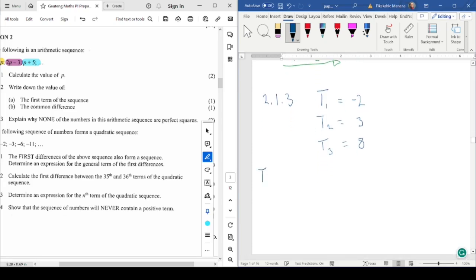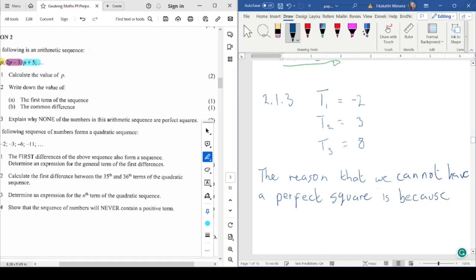So I'll write it like this. The reason that we cannot have a perfect square is because of T1, is because T1 is minus 2.